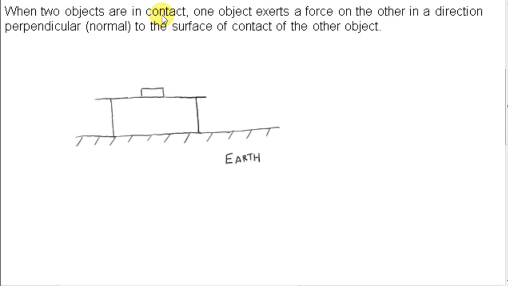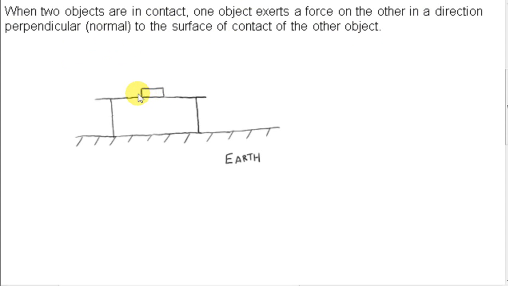When two objects are in contact, one object exerts a force on the other in a direction that's perpendicular, that is normal to the surface of contact of the other object. So you'll sometimes see the word normal being used, or normal force. It's a force perpendicular to the surface of contact of the object.